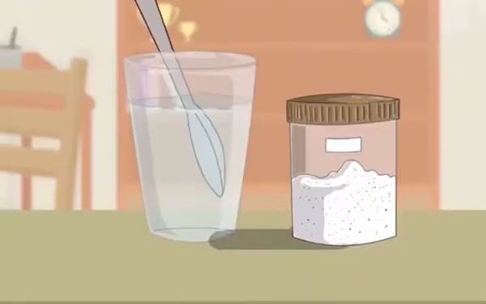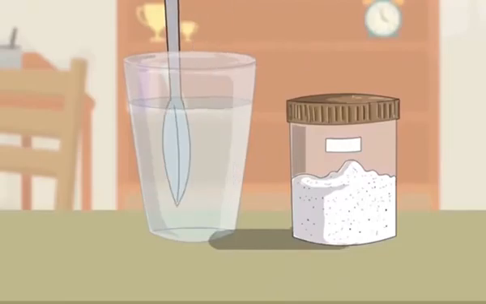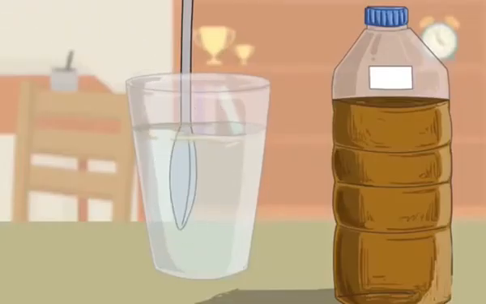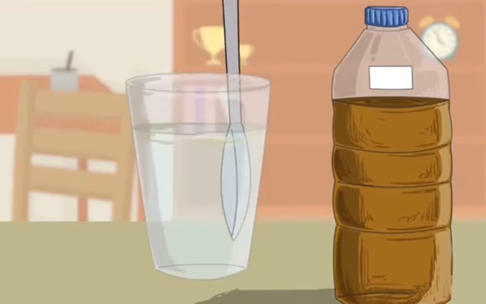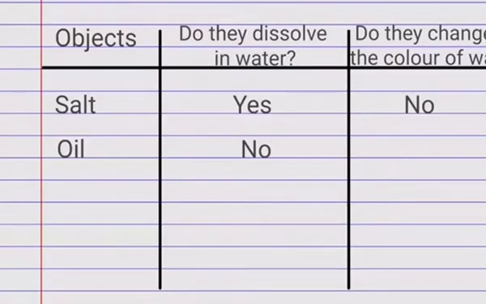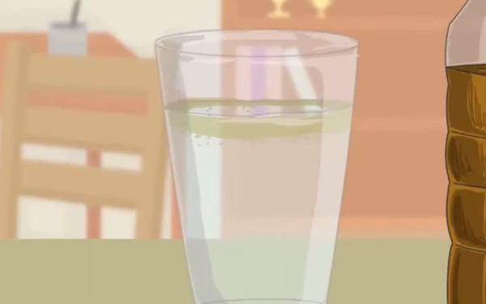Firstly, Zia adds some salt in one of the tumblers and stirs it with a spoon. The salt dissolves in water, but it does not change the color of the water. Now, Zia adds oil in a different tumbler and again stirs it with a spoon. Oil did not dissolve in water. Oil drops are floating on water.